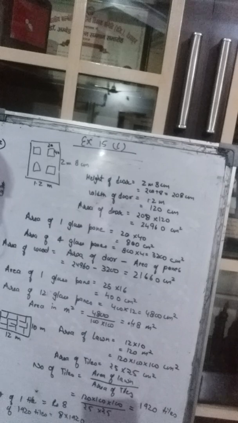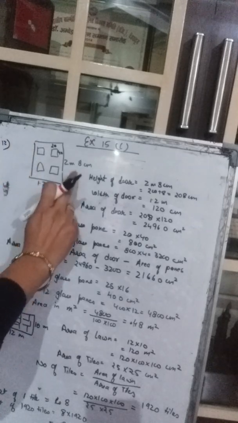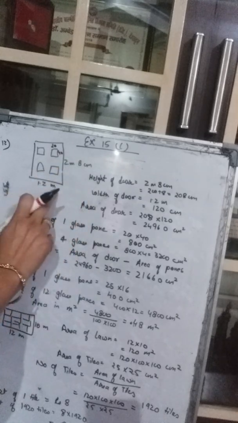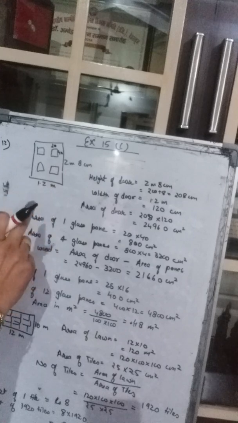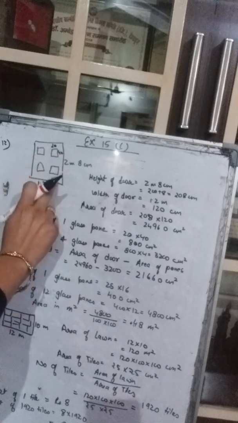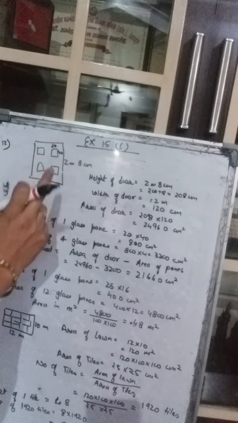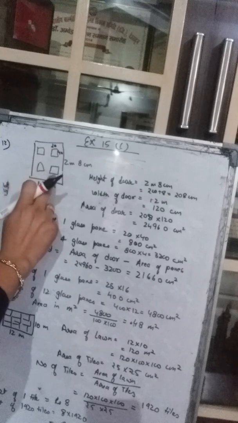Now girls, we come to the 12th question. The 12th question says that there is a wooden door whose height is 2 meter 8 centimeter and 1.2 meter wide. Okay. It has 4 glass panes fitted on it. Like on the door you have the glass sections on this. So panes means those glass sections. So these glass sections are there on the door.